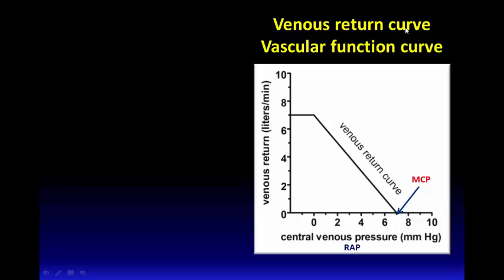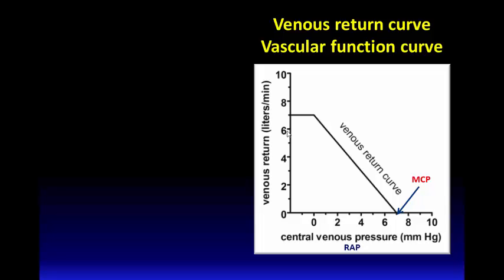This curve is also known as the vascular function curve. This curve shows the relationship between the right atrial pressure, the central venous pressure, in millimeters of mercury on the x-axis, and venous return in liters per minute on the y-axis.